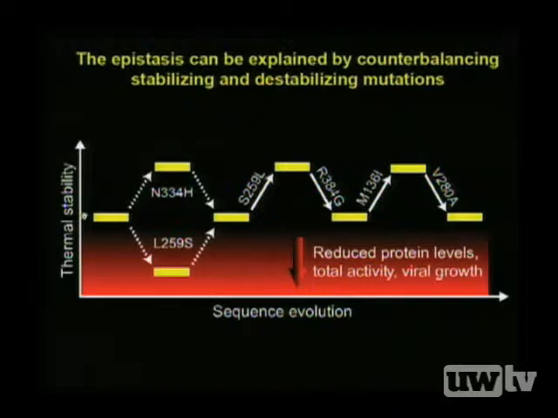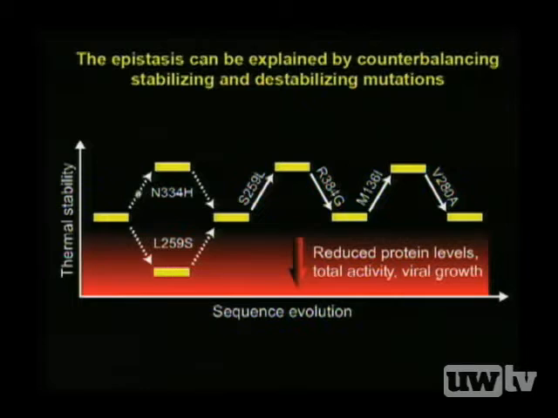If you destabilize the protein beyond that level, and that's what, for example, this L259S mutation does, the protein then starts to be turned over and degraded in the cell. That causes a reduction in protein level, as I showed you with Western blotting. It causes a reduction in the total activity, as I showed you. And it also causes a reduction in viral growth, which I didn't really show you, for reasons of not wanting to overload you with data, but is also something we were able to measure.